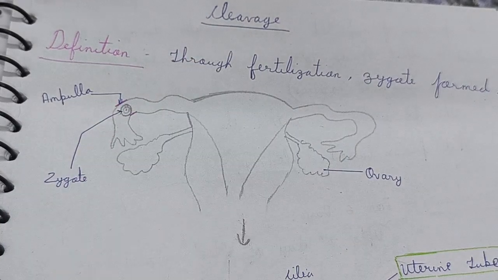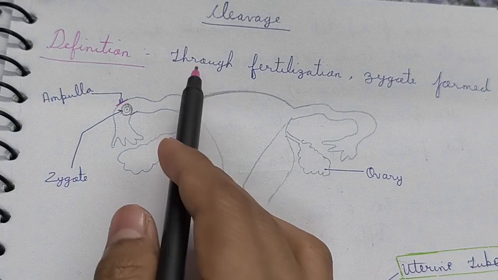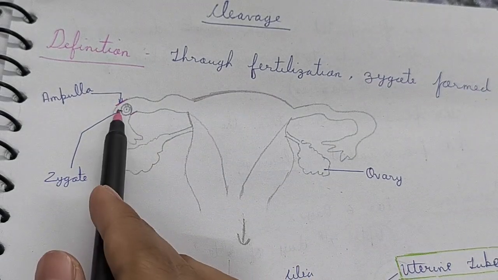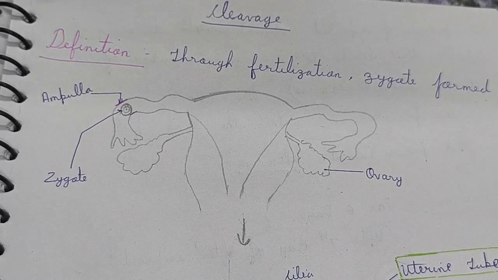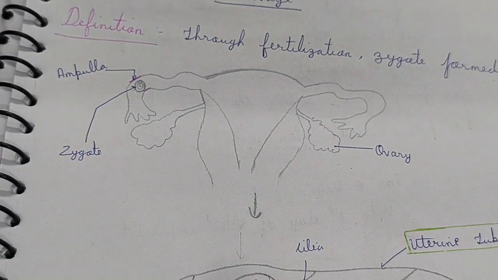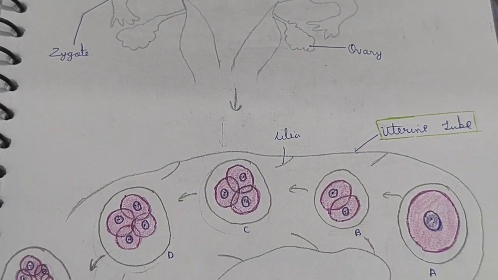So today's video is about cleavage. But before discussing cleavage, you all know that through fertilization, in the ampulla region, the zygote is formed. Now, you all know that from this zygote, the embryo has to be formed.